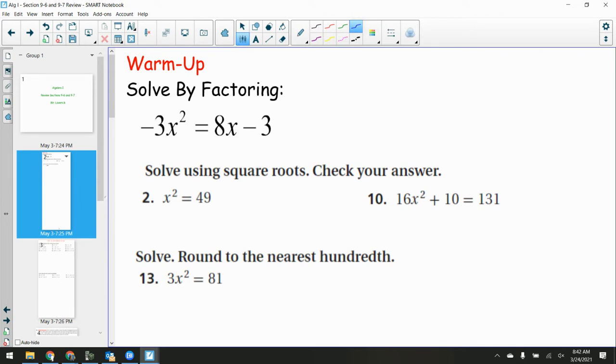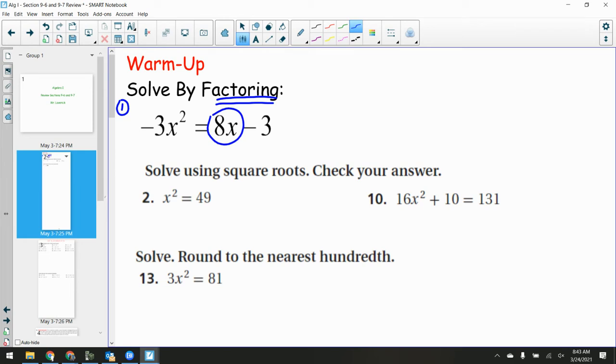All right. So, I think I talked about it with you guys already. How do I get the negative 3x squared over to the other side? Add it. Now, remember, just for everybody playing along 8th period, this problem up here, let's call this number 1, is not a solve using square roots problem. This is a solve by factoring problem. How do I know that? Well, I see this 8x here.